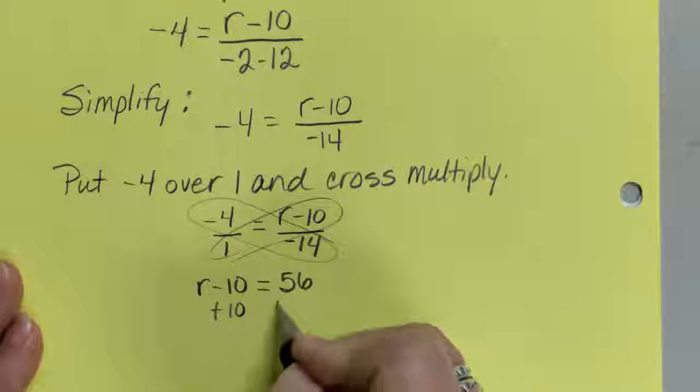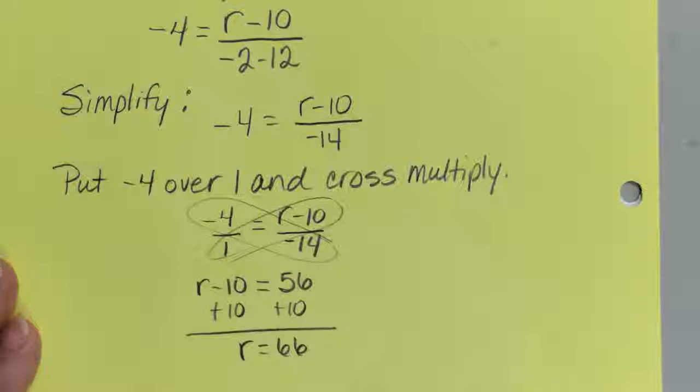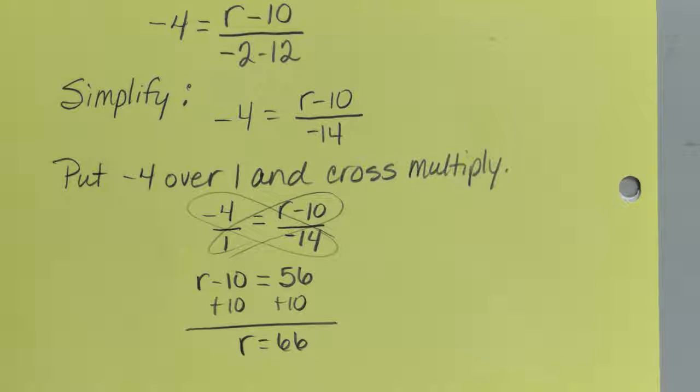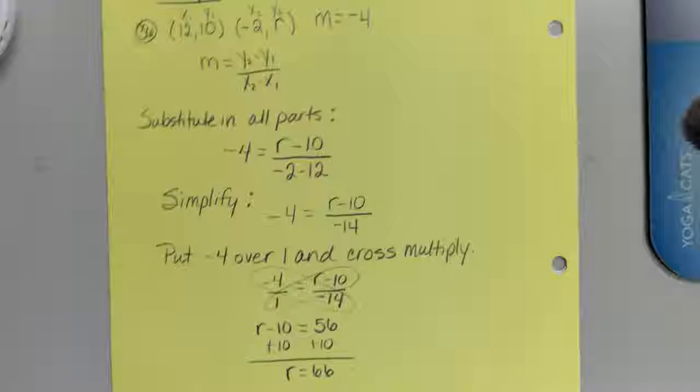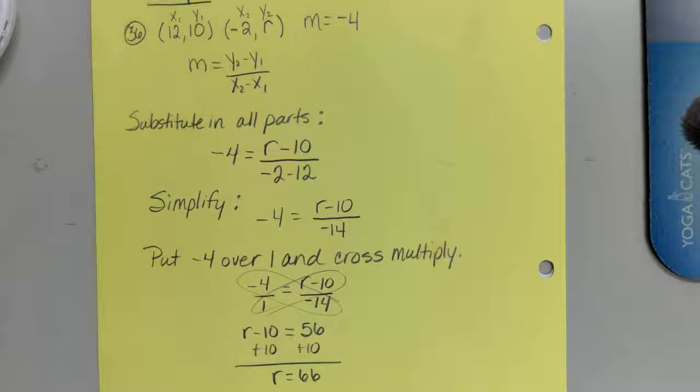Now I just add 10 to both sides, and I find that my r would have to be 66 to make this a true equation with a slope of -4. So you can take your 66 and plug it back into your point, and plug those points into the slope formula and make sure that you get a slope of -4. Okay, so just remember to treat it as a proportion and cross multiply.